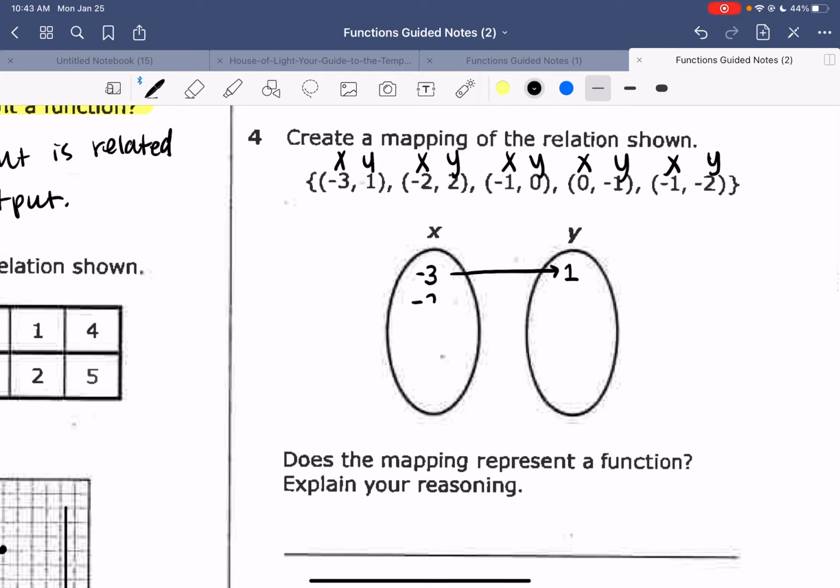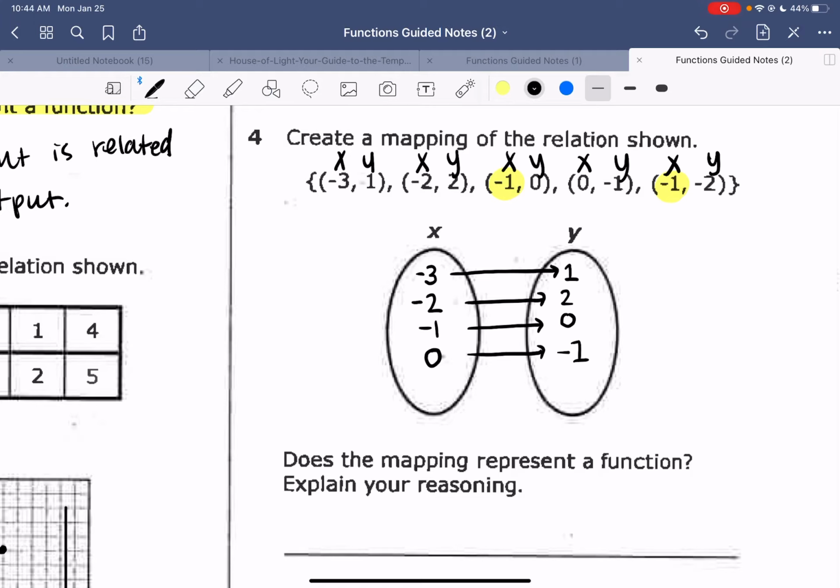We have a -2 to a 2. Then we have a -1 going to 0. And then we have a 0 being connected to a -1. So we've had different x values so far, we haven't had any repeating. And then this last one here, so we see a -1 here, but we've already seen a -1 here. So we don't need to rewrite that in the x value because we already have one.